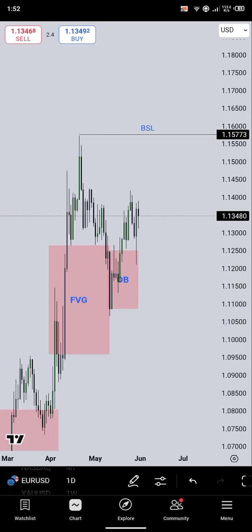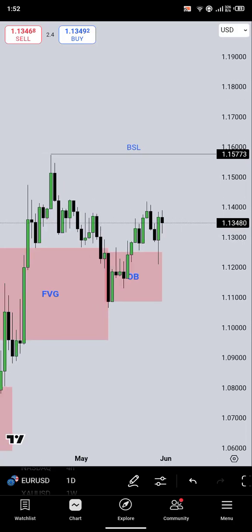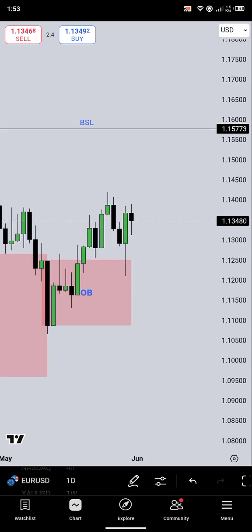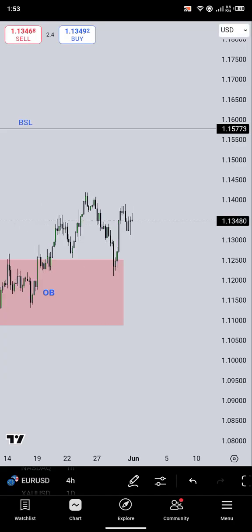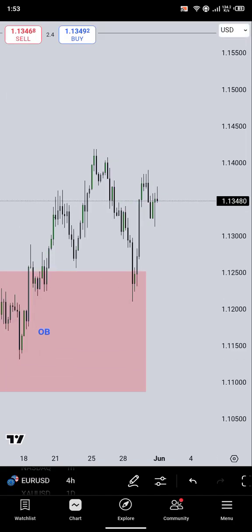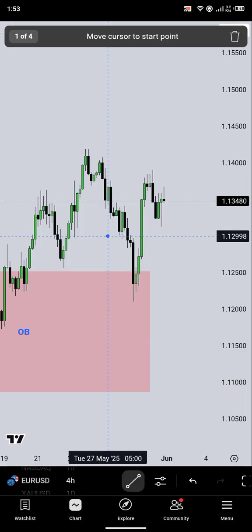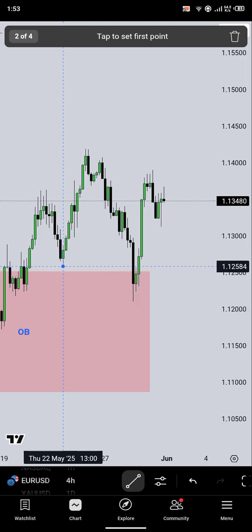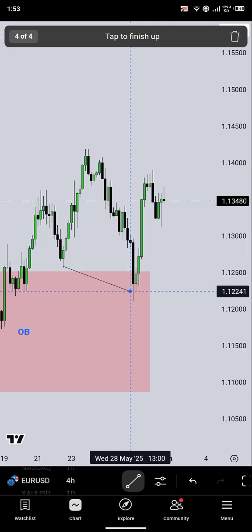So my weekly is indicating bullish, my daily is indicating bullish. So if I come to a 4 hours, now I notice something. See that immediately price took out this liquidity here, this sell side liquidity. Immediately there was a change of state of delivery. Look at it.